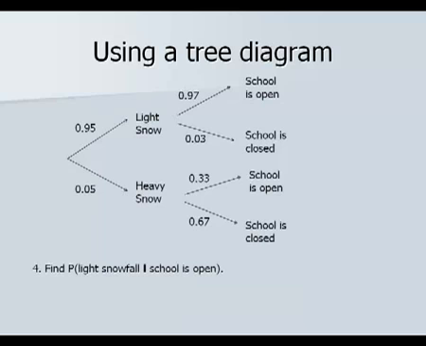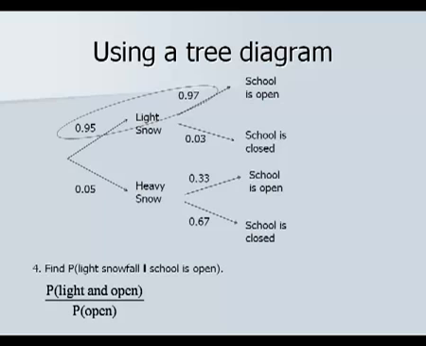Question 4 asked us to find the probability of a light snowfall given that school was open. We're going to start with the formula that says the probability of both on the top of the fraction, divided by the probability of the given, which is open. The probability of it being light and open is the top part of our tree diagram. That's 0.95 times 0.97. The probability of it being open would be one of the two paths that we have in which school is left open.